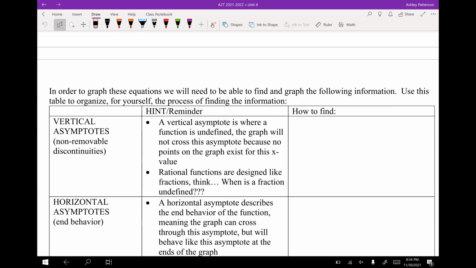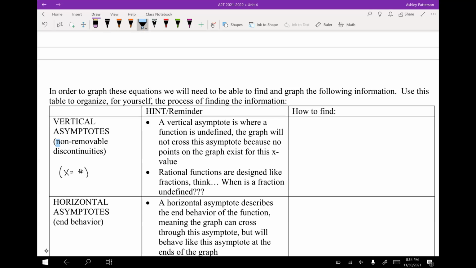So the first one is our vertical asymptote. Okay, the vertical asymptote is always written as x equals some number, not a hashtag, it's a number. And think about your axis of symmetry, right? It's a vertical dashed line. Our vertical asymptotes are the exact same thing. They're a vertical dashed line, so they need an equation.